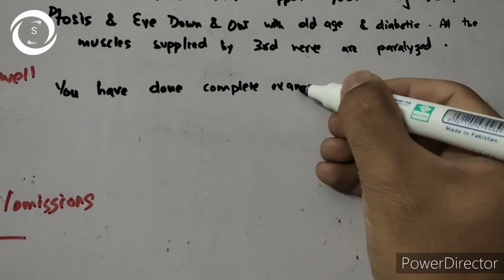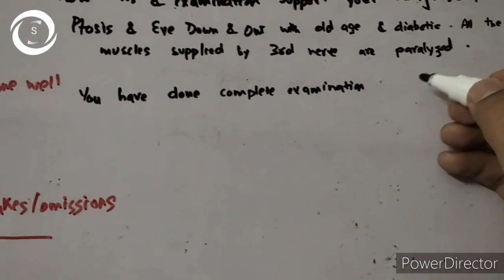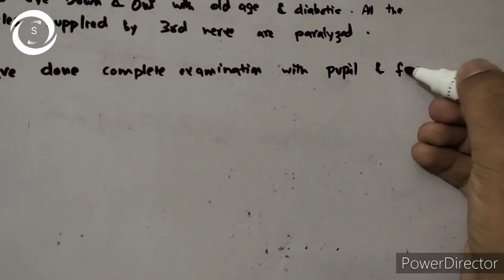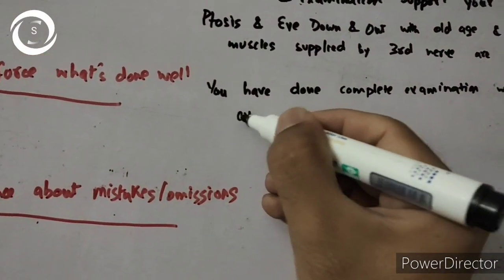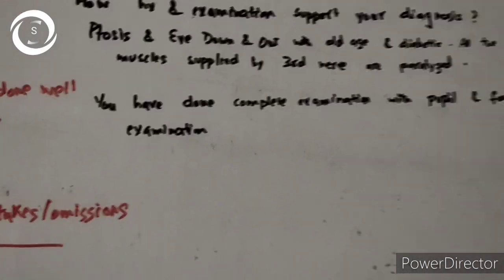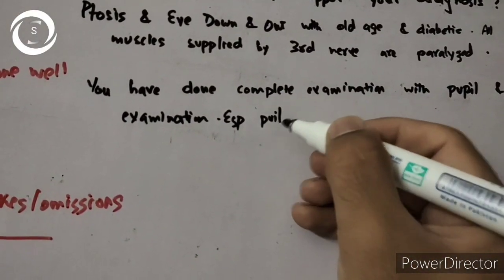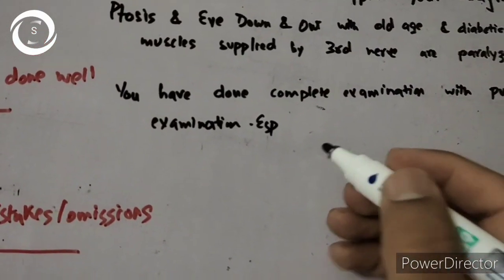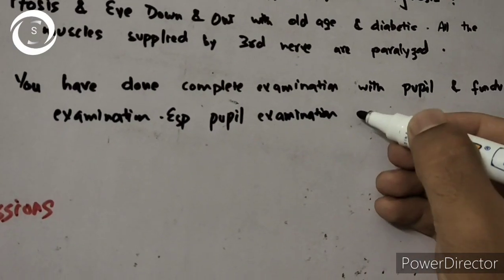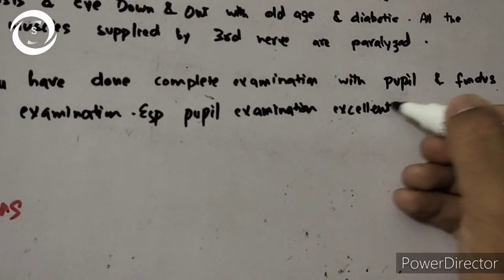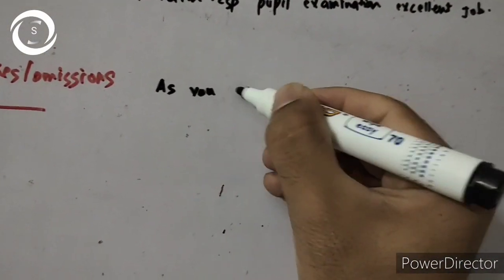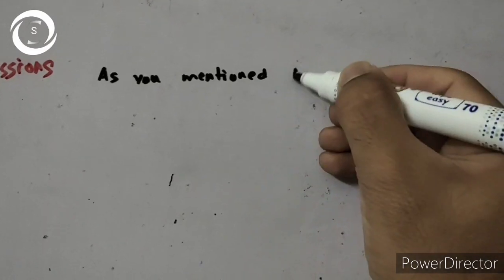Now the third step is extremely important: reinforce what was done well. You can tell the student that you checked the pupil after establishing the diagnosis, and you have done the clinical examination very well. You have checked the fundus and ocular motility, but I am really happy that you have not missed the pupil examination. So you have done the examination very well.